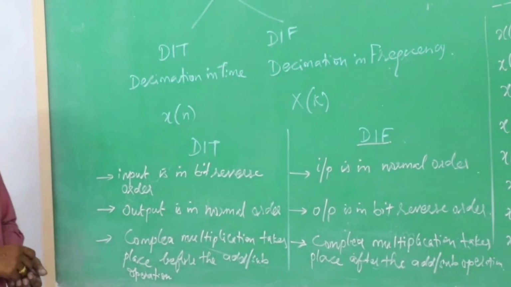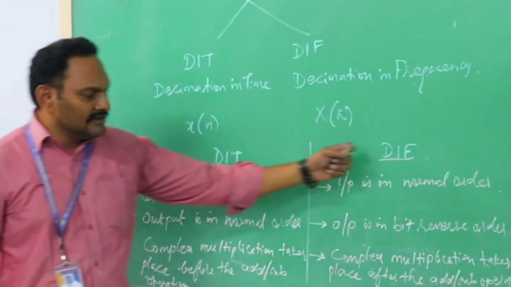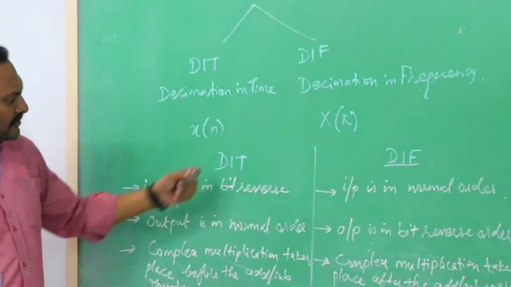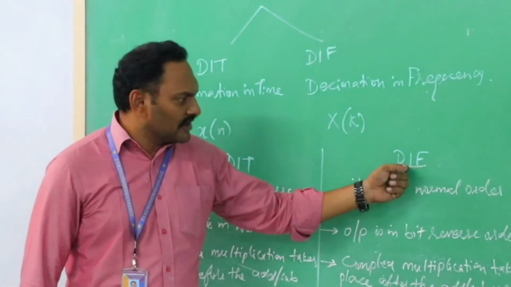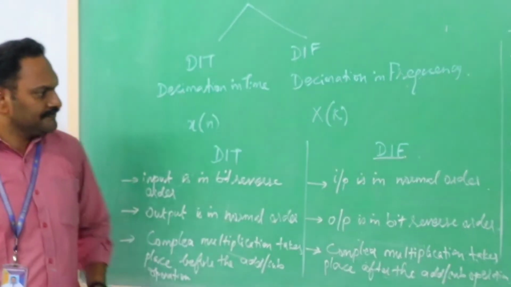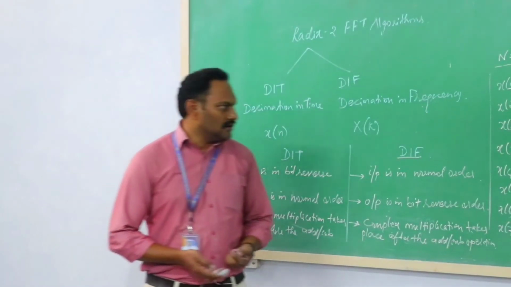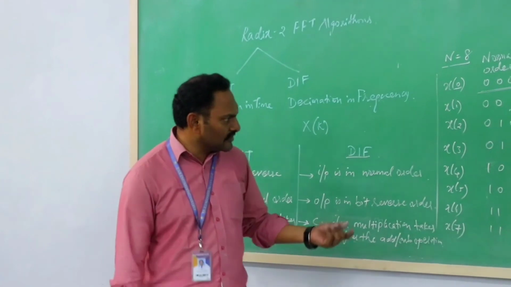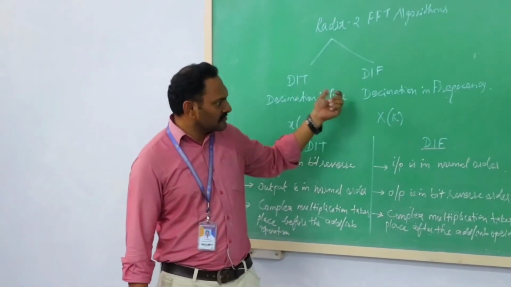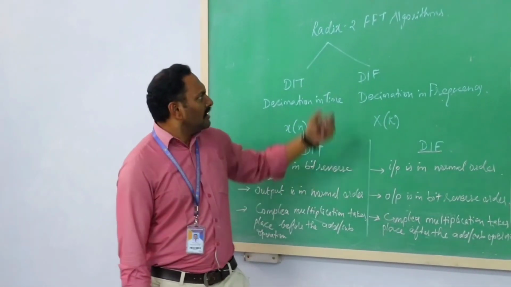This is the major difference between DIT and DIF: decimation in time, fast Fourier transform, and decimation in frequency, fast Fourier transform. Okay. We will see the overview, conclusion and summary of today's class.